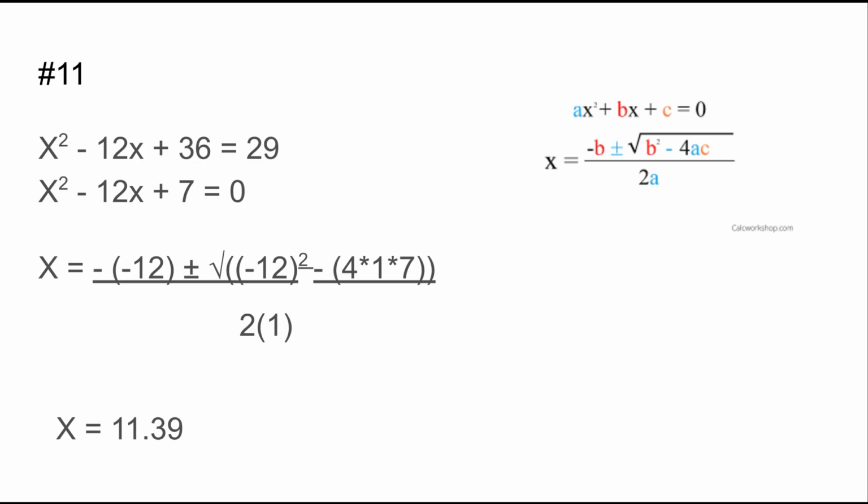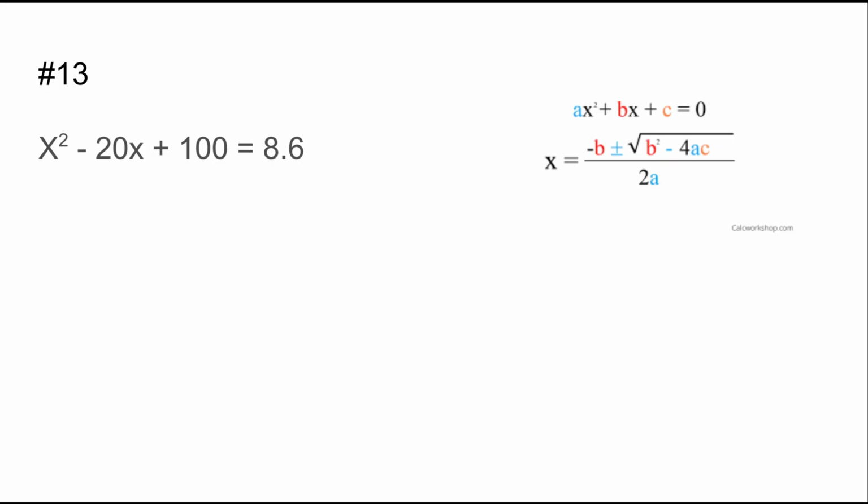Negative 12 minus the square root of negative 12 squared minus 4 times 1 times 7, enter, divided by 2, equals 0.61. These are our two solutions to this equation. Number 13. Subtract 8.6. We get 91.4. Let's plug in our equation.